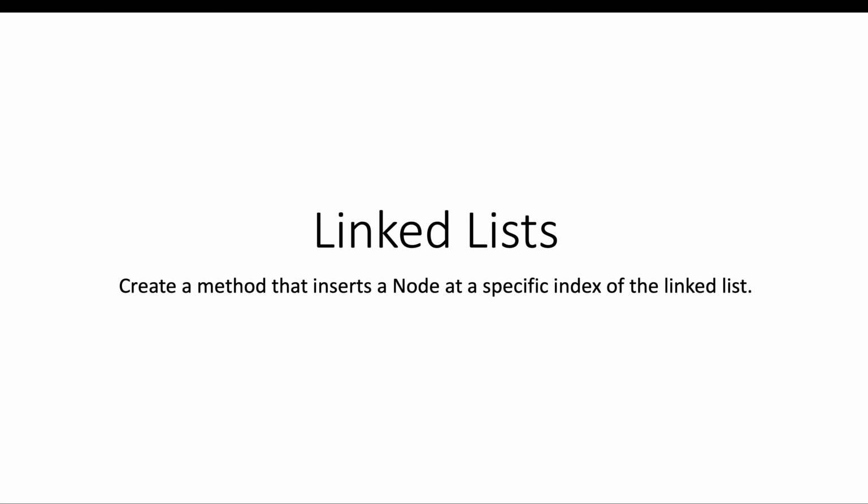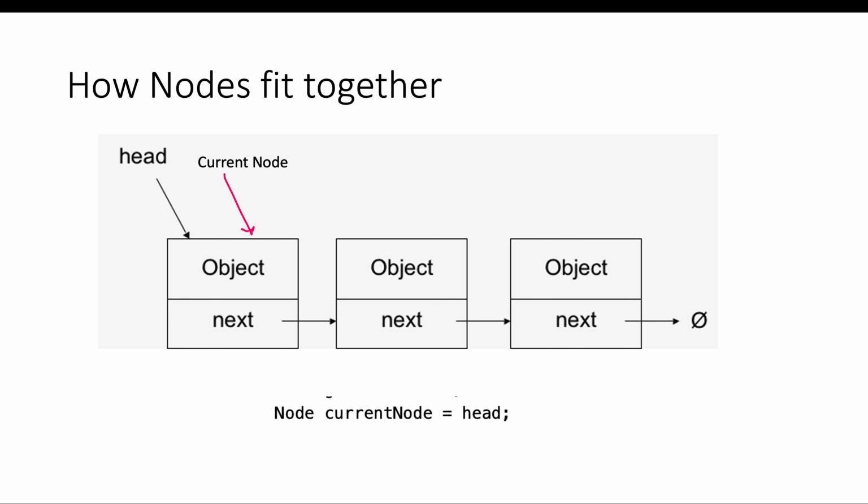Talk about linked lists and creating a method that inserts a node at a specific index in the linked list. Now, as we can see, this is what happens when we set current node equals head. So current node is now a name that points to the same node as head does. Okay, so then what happens next?